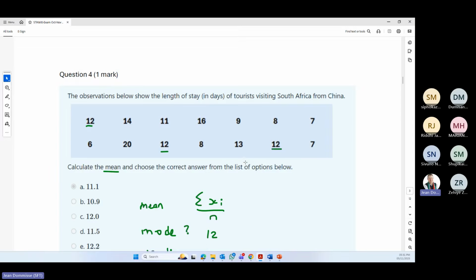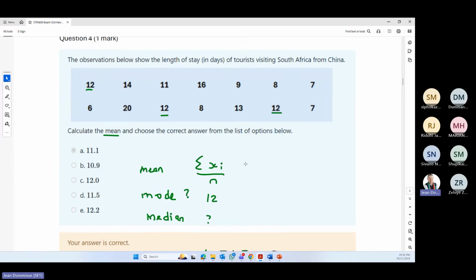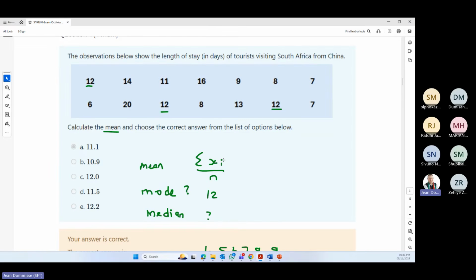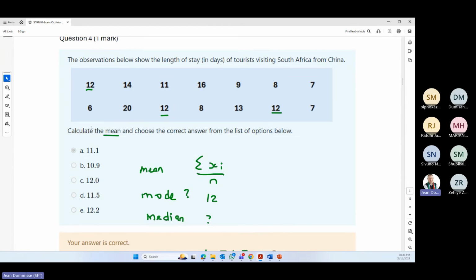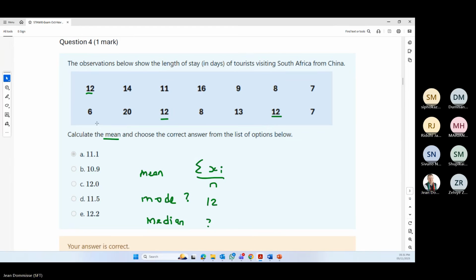A few other things as well. Okay, so this was one of the questions where we needed to work out the mean. And again, with something like the mean, you can and you need to find which is the easiest for you. You've got about a week and a half to decide.